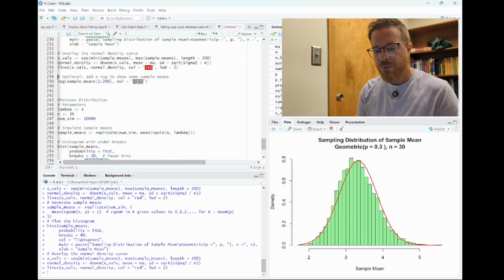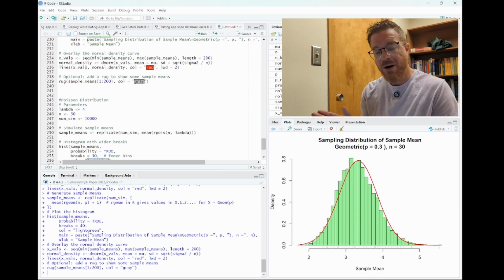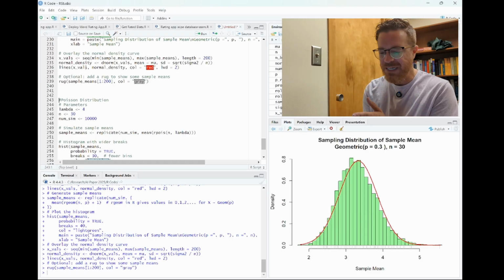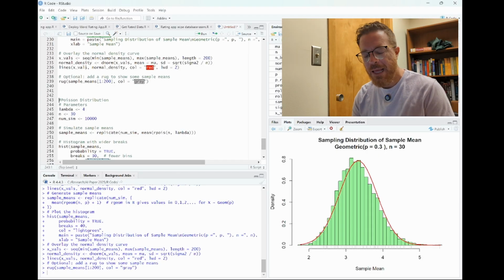The last one we're going to do, actually one last thing, I did add this rug command so you can kind of see where the actual values are happening. This actually would probably need something like what's called a jitter, which would allow us to see sort of a density around each point because each of these lines could represent one or thousands of outcomes.